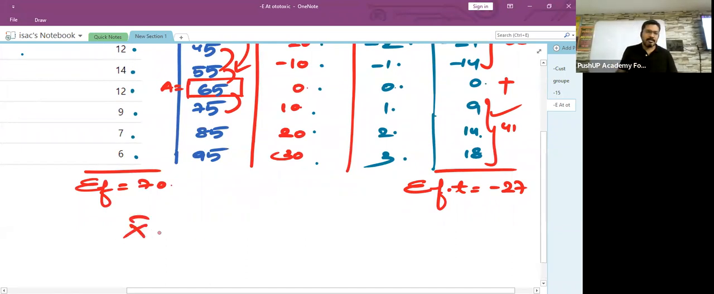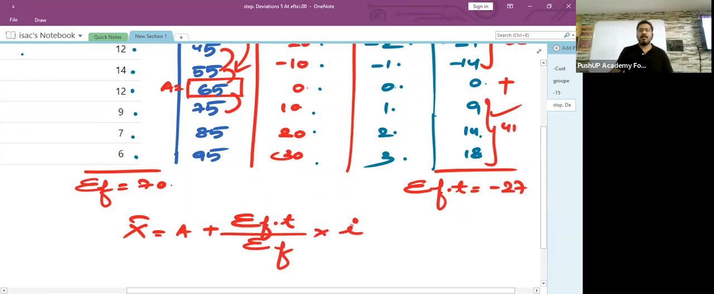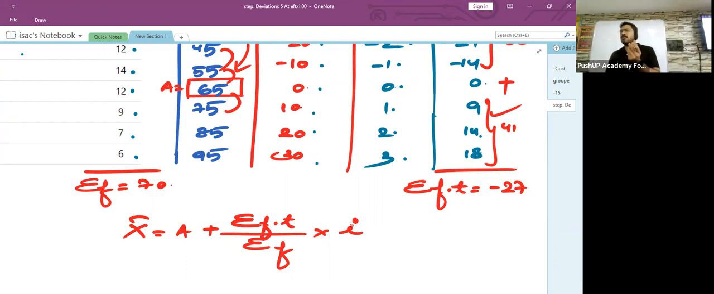Let me write here, X bar is equal to assumed mean plus sigma F into T divided by sigma F multiplied by I. Next class, I'll be asking you the formulas, all the three formulas, okay? Like this, you should answer.